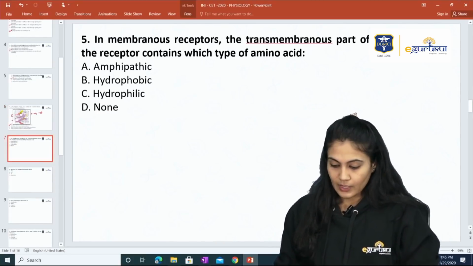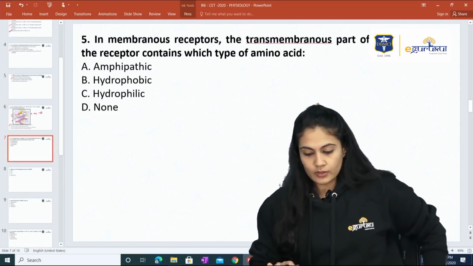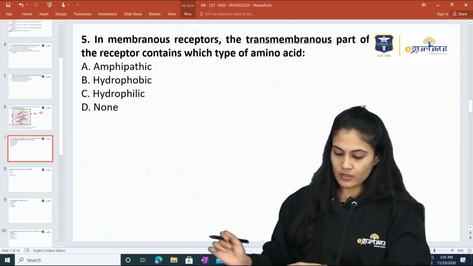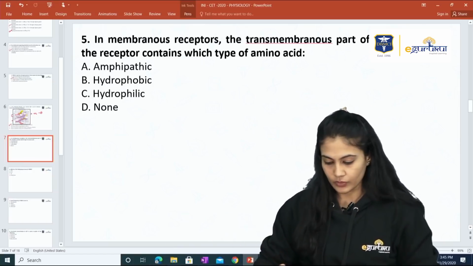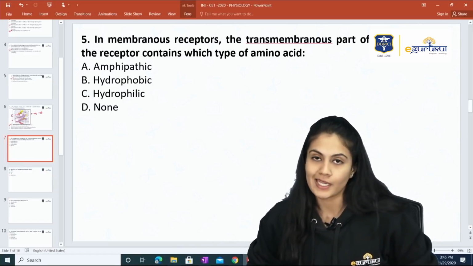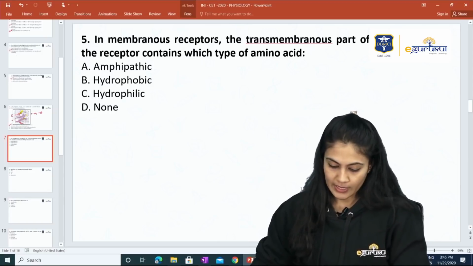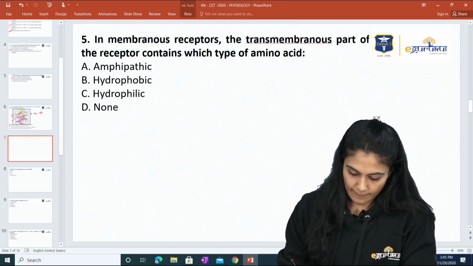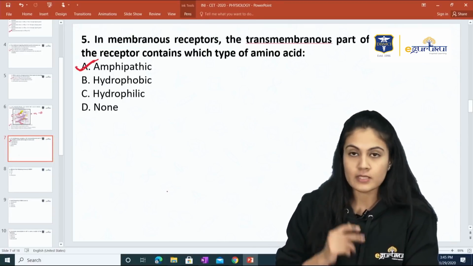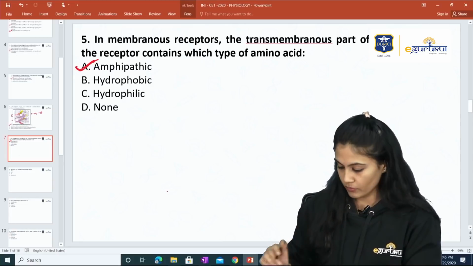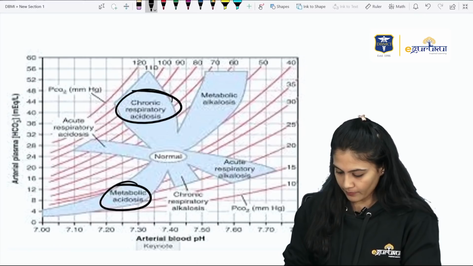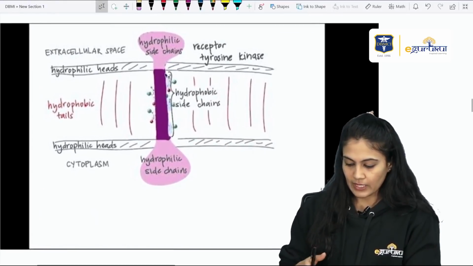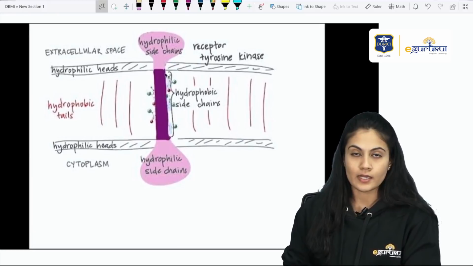Okay. Let's move on to the next question, regarding the transmembrane part of the receptors. Which type of amino acid does it contain? Very easy. It is amphipathic, meaning it contains both types, right? Let's see a diagram. Okay, here it is. It's a very easy diagram. You can easily understand that.